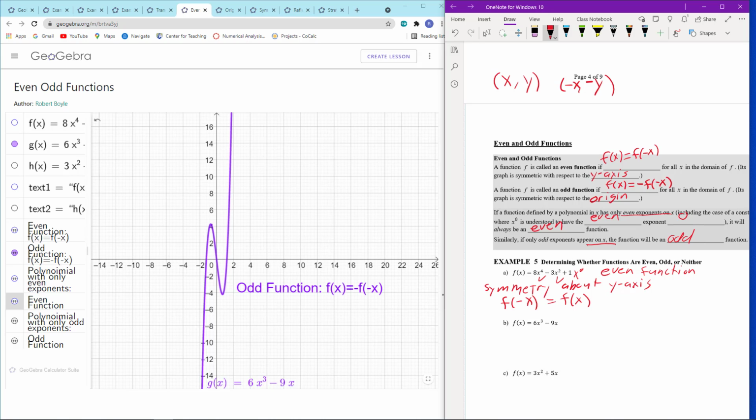So take a look at our example for part B. Here we have 3, which is an odd exponent. Here we have an implied 1, which is also an odd exponent. So this is going to be an odd function.